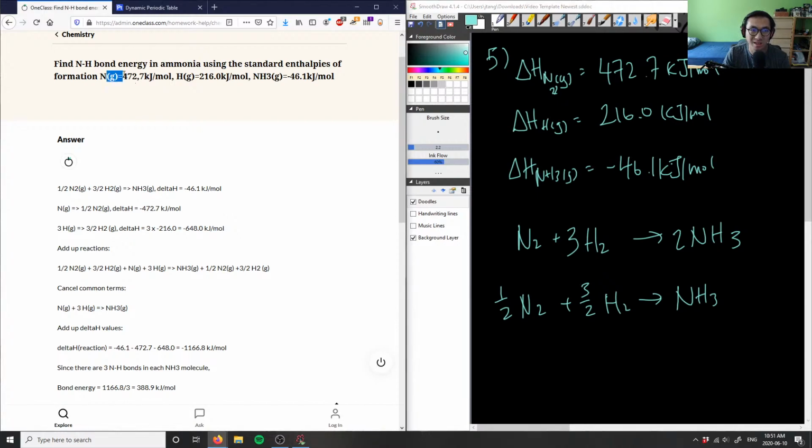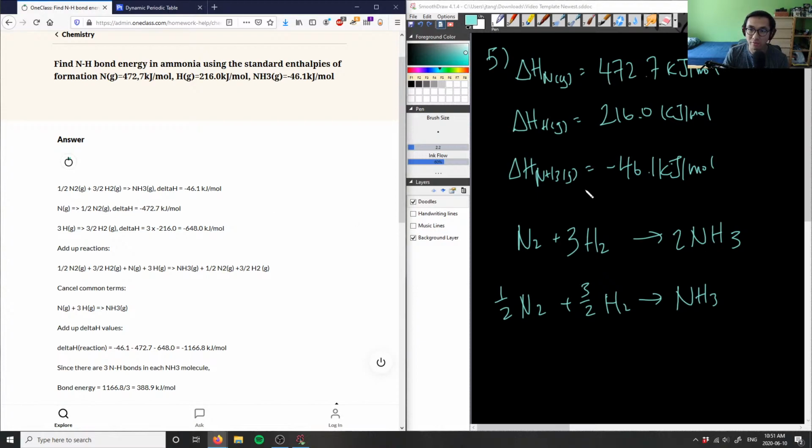Or if this actually gives us N, then I don't know if it's actually N2 here. So I'm going to give them the benefit of the doubt and say that this here is N and not N2. So in this case, I don't have to multiply by half, because this is only for 1 nitrogen, and we only have 1 nitrogen here. So this is going to be our number for our equation here. As you can see, N here is half of N2. So it's going to be negative 472 kilojoules per mole. And this here is going to be an exothermic reaction, so we're going to have to change the sign here to a negative.